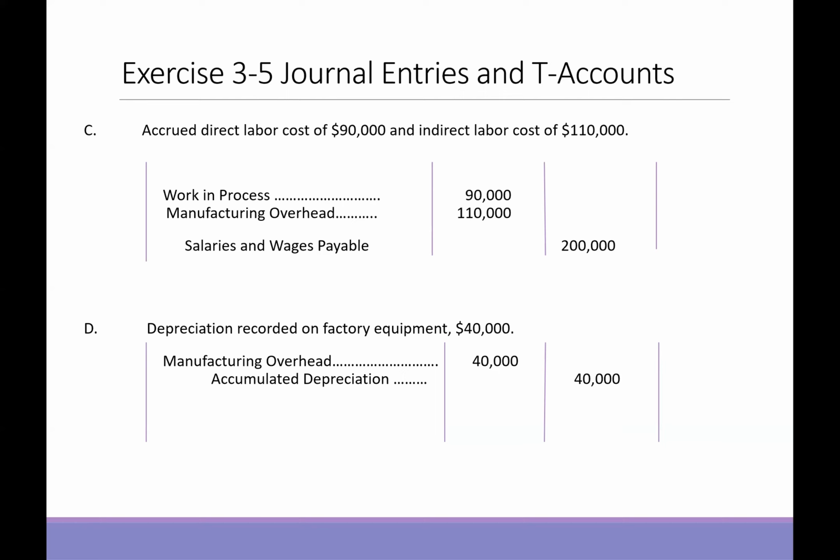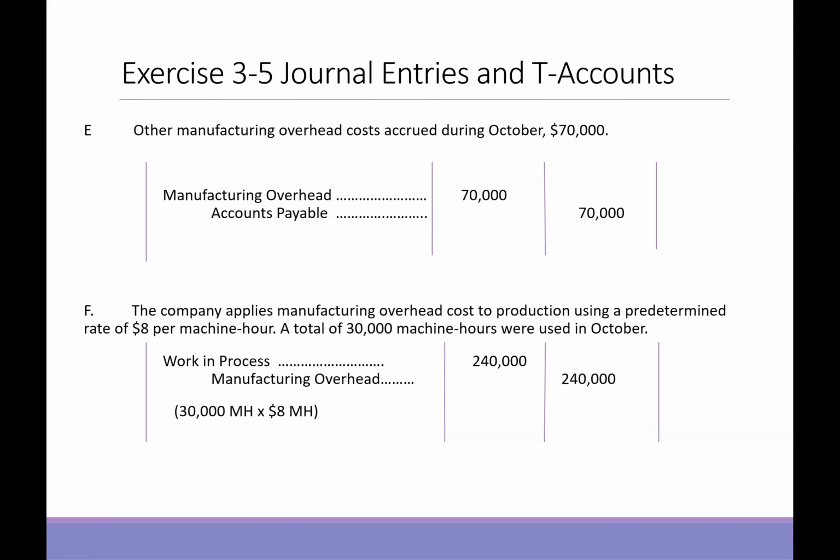Depreciation recorded on factory equipment, 40,000. We debit our manufacturing overhead and we credit our accumulated depreciation. E tells us other manufacturing overhead accrued during October, 70,000. We debit our 70,000 manufacturing overhead. Here we're going to credit our accounts payable because it tells us it was accrued. Again, if it said it was paid, we would have been crediting cash.